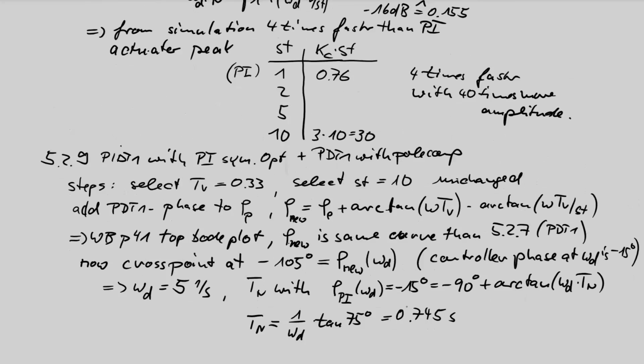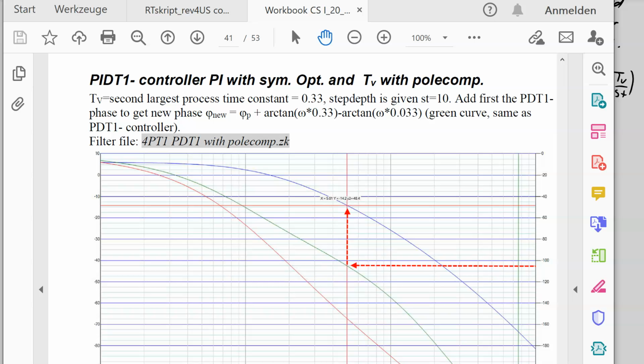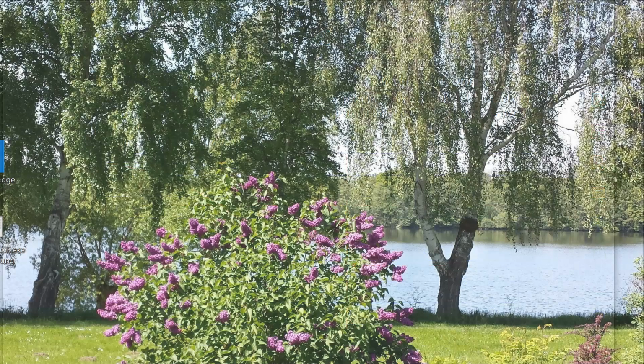Finally, the Kc comes exactly with the same equation here. That is the same with new values. Omega d now with 5, Tn with a new value 0.7, Tv and step depth is the same. Fp is a little bit changed, not minus 16. In our diagram, we see that the cross point, the new crossover frequency, is a little bit smaller. I check 14 dB.